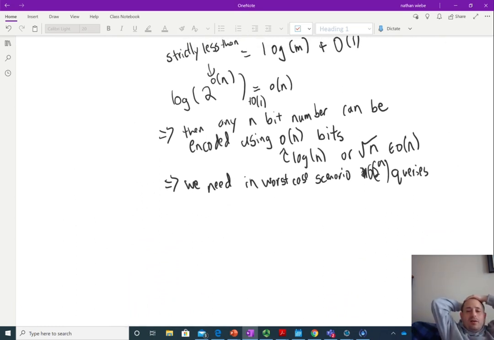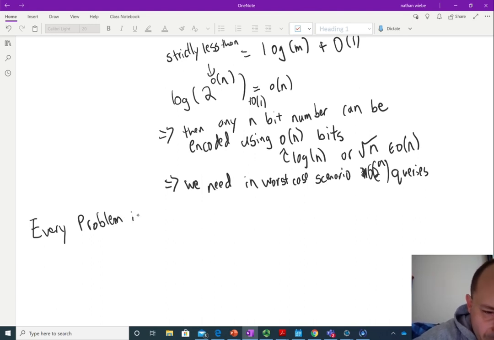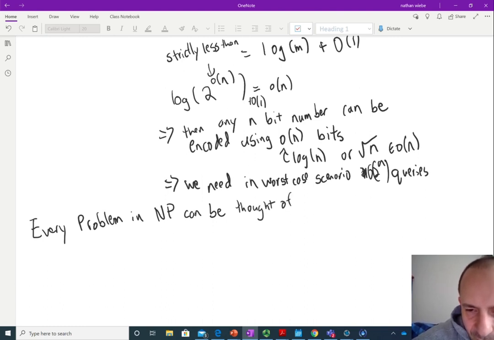Okay, so why did I spend all of this time talking about the search problem in particular? Well, the reason why is every problem in NP can be thought of as a search problem.